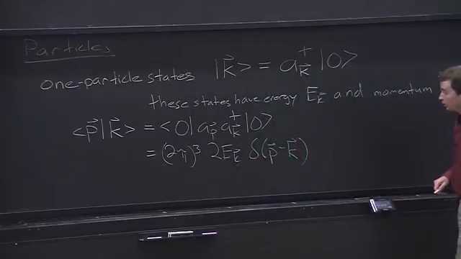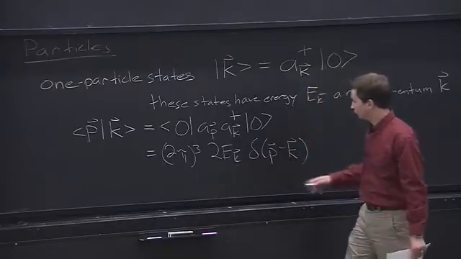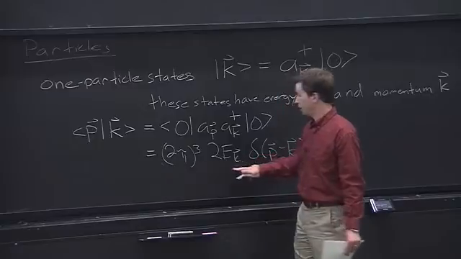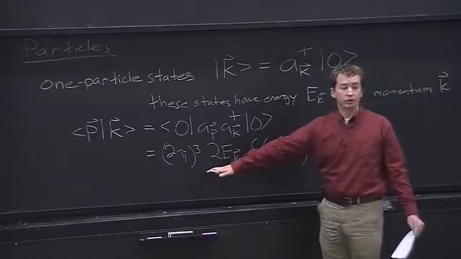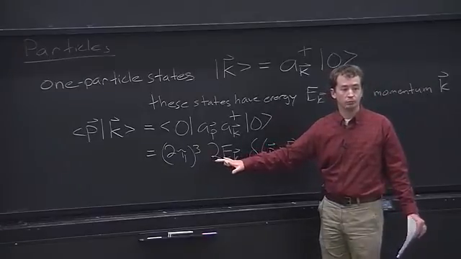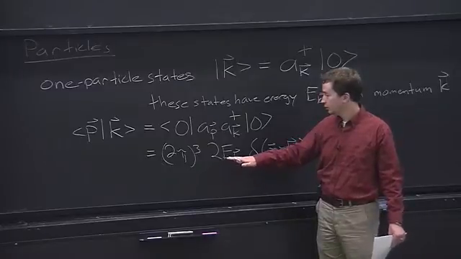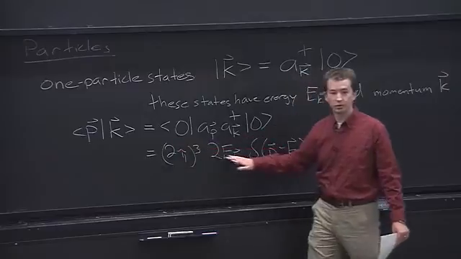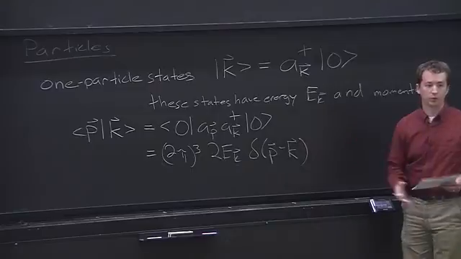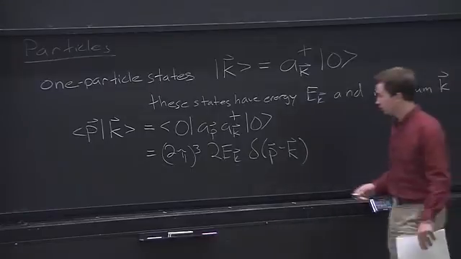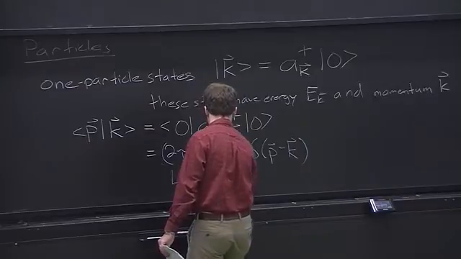But if you remember, we introduced these factors of 2 E_k in our measure to make things Lorentz invariant. So this is known as the Lorentz invariant normalization. About half of the textbooks use this normalization. The other half choose a unit normalization where this factor is missing. That's something you should be aware of if you're looking at, in particular, some of the references I put on the wiki. This is known as the Lorentz invariant normalization.